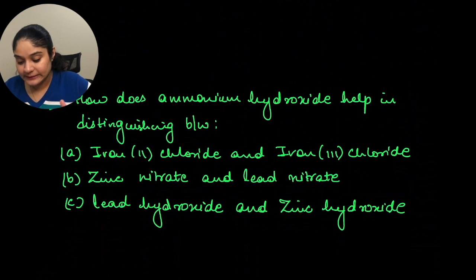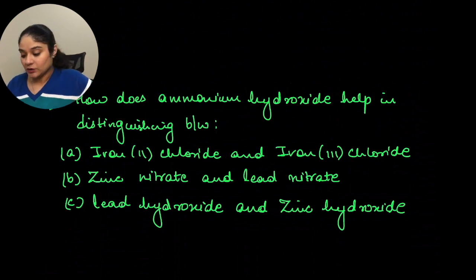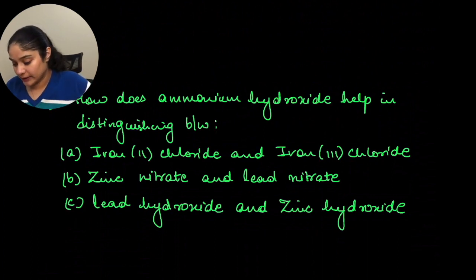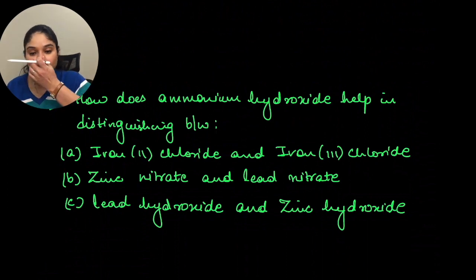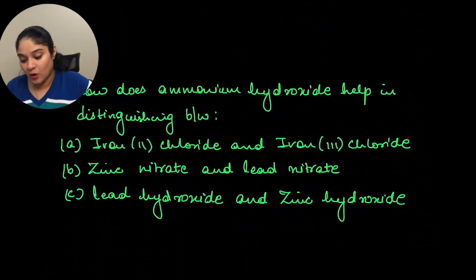Now the next question is, how does ammonium hydroxide help in distinguishing between these? So similarly, you take a reference from the chart again. We have iron 2 chloride. That will give you a dirty green precipitate which changes to reddish brown. And for iron 3 chloride, you will get a reddish brown PPT directly. Now the second is zinc nitrate and lead nitrate. Zinc nitrate on reacting with ammonium hydroxide will give you a white PPT which is soluble in excess. And for lead nitrate, you get a white PPT which is insoluble in excess.